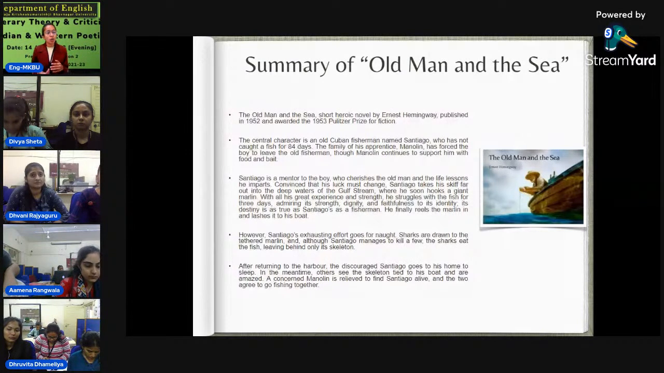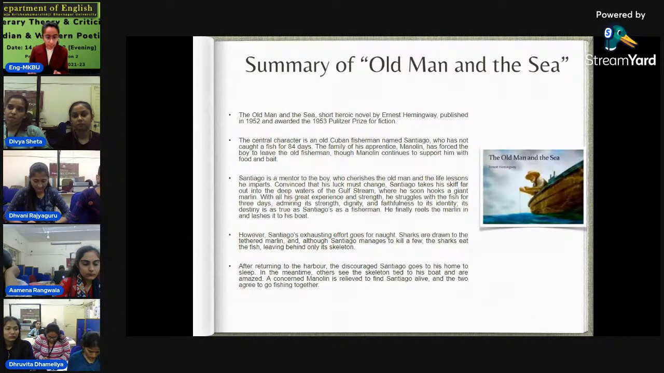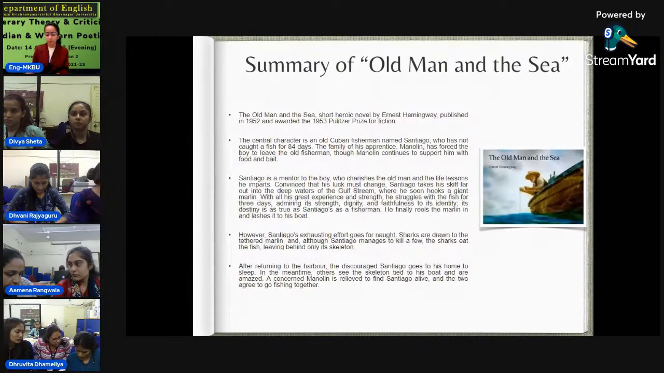And then Santiago again goes to the sea, the Gulf Stream. He went there and tried to catch a very big fish, a marlin, with the harpoon, and he was successful. But ultimately, when he was coming back, sharks came and ate that fish. So this is the story. But when he returned, he still found hope inside him.